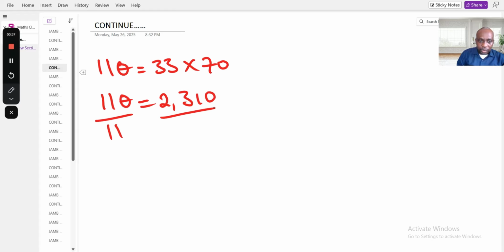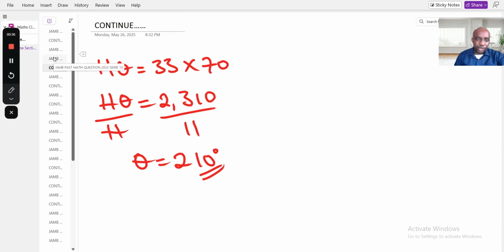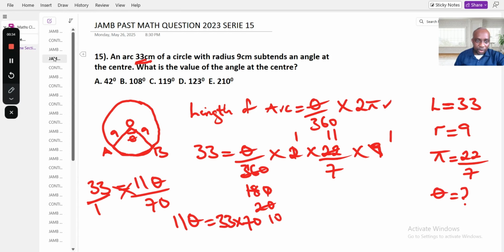Here 11 divided by 11 gives 1. Therefore, how many 11 can we see in 2310? We are going to see 210. Our final answer is going to be 210 degrees. Let's go back to the previous page to check whether we have the correct answer there. Do you have 210? Yes, we have 210, which is E. Our final answer is E.